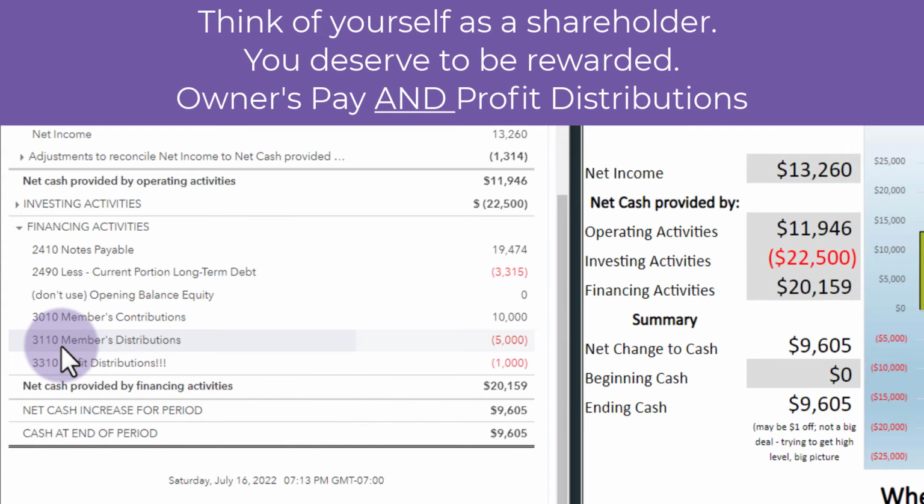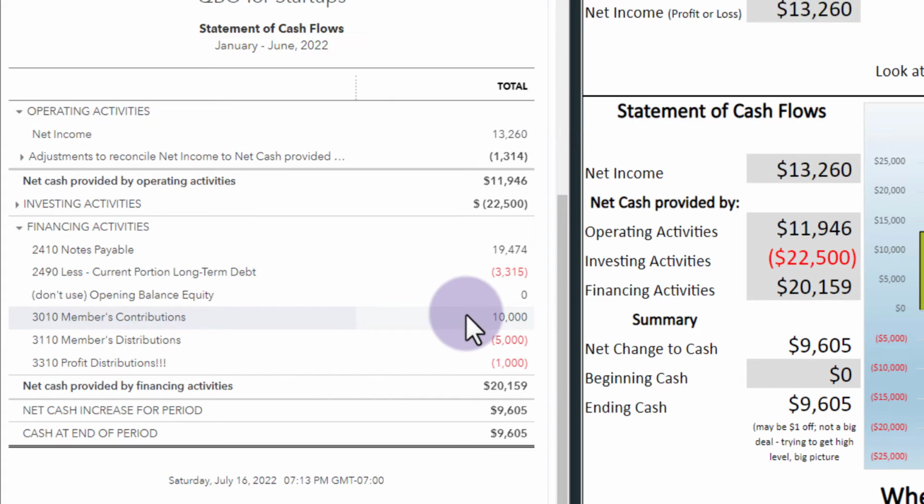How is the business being financed? Yes, loans, specifically long-term loans, right? But also shareholder-related activity. We can see contributions. I had to contribute my funds, my belief in my company to get it going. That's this positive number right here. And then over time, I've taken a paycheck, right? Members' distributions is coming out. That's cash leaving the business for my benefit.